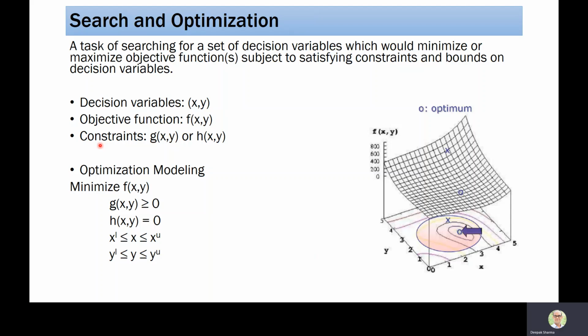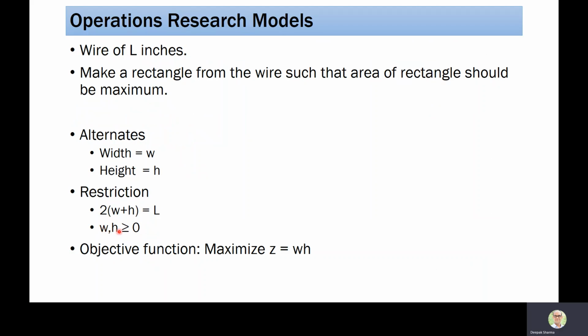Similarly, we have constraints. A constraint signifies the restriction, and the restriction we can write in another form of equation, which is G and H. Suppose we want to make a model to minimize the function subject to two constraints. One constraint is greater than or equal to 0; it can be greater than or equal to, or smaller than type as well. Another constraint is an equality constraint, where the left hand side equals the right hand side. And the decision variables X and Y lie between their upper limit and lower limit. Remember that in this example, the lower limit is greater than or equal to 0, but there is no upper limit.